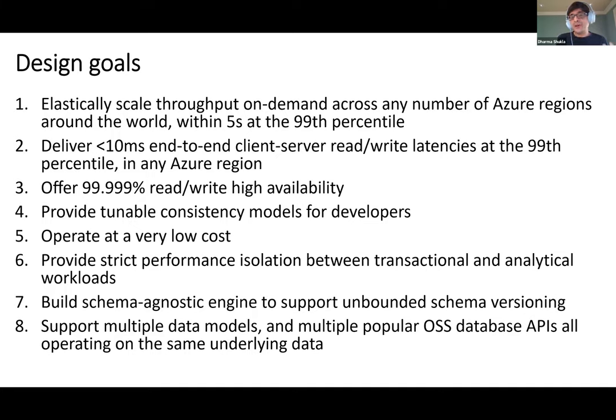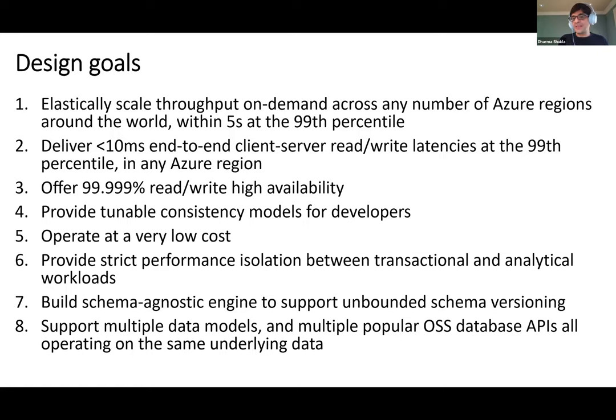And then also equally important was that we have to operate the service at a really low cost so that we can offer it to customers at a lower price point and also save COGS for internal customers at Microsoft. Because it is a multi-tenant system where we densely pack many workloads on the same physical machine and across machines in a cluster and across clusters.